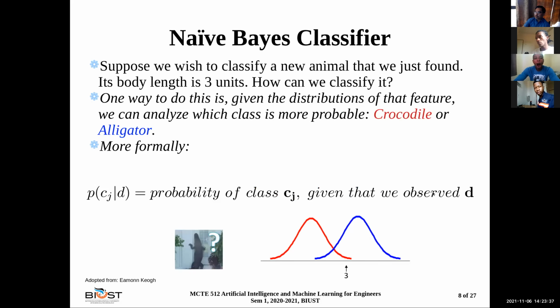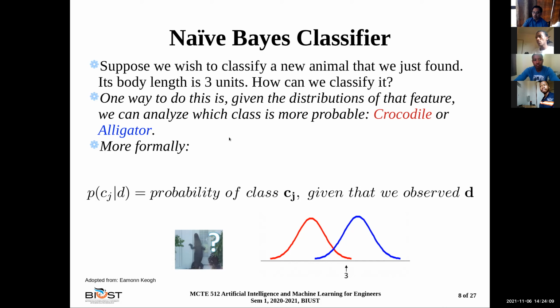So suppose we wish to classify a new animal. There is a new animal that we just found, and it has a body length of 3 units. So how can we classify it? We are only given that it has a body length of 3 units. We don't know anything about the mouth size. So one way to do it is, given the distributions of that feature, we can analyze which class it is more probable.